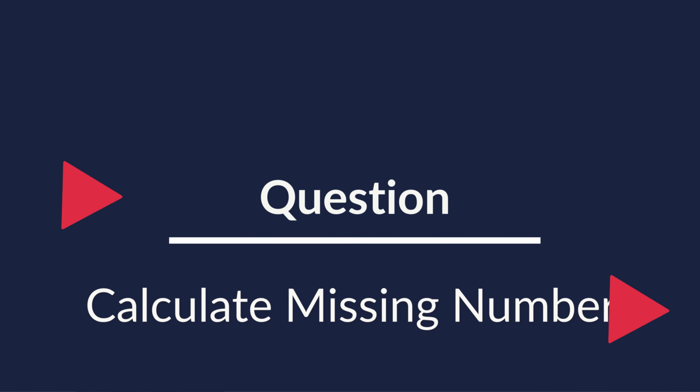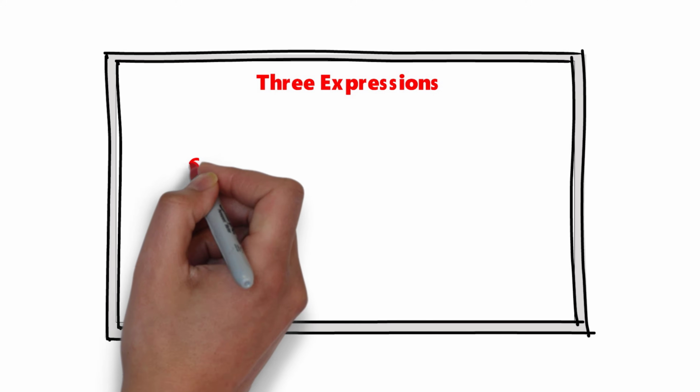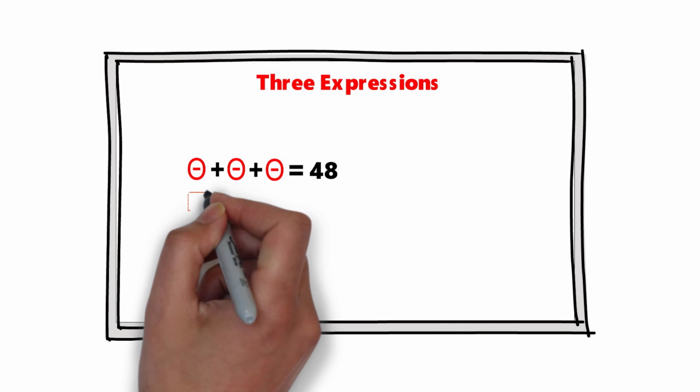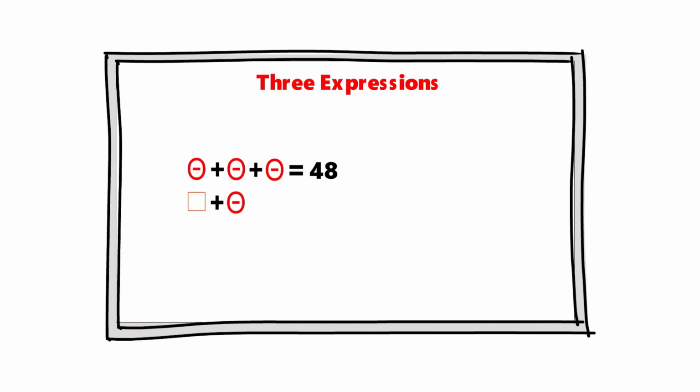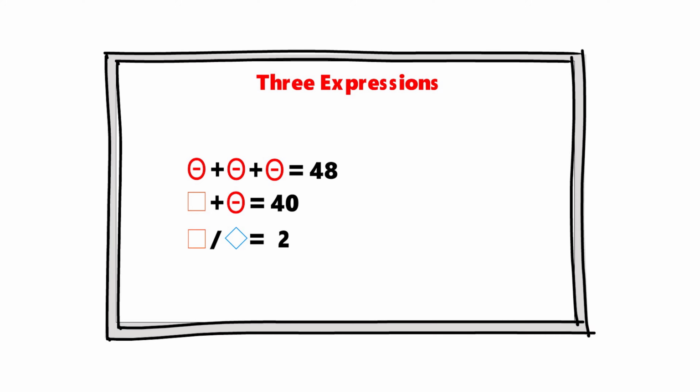Here's a cool question which is frequently used in the test. You're presented with three expressions. Circle with the dot inside plus another circle equals 48. In the second expression, you add square plus circle and the result equals 40. And in the third expression, you divide square by the diamond and the result is equal to 2.